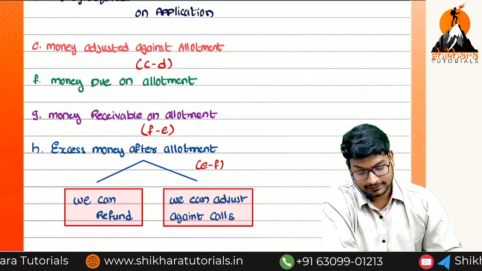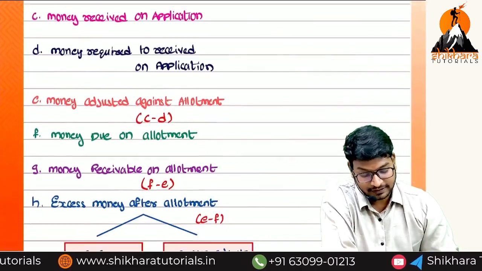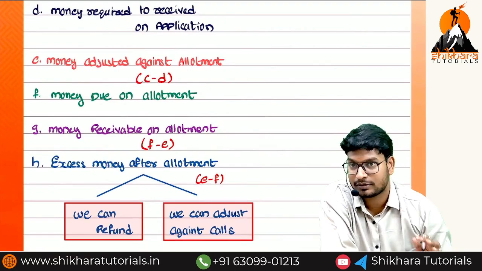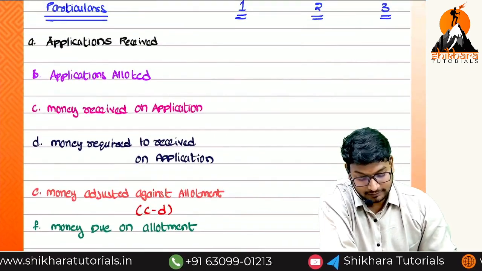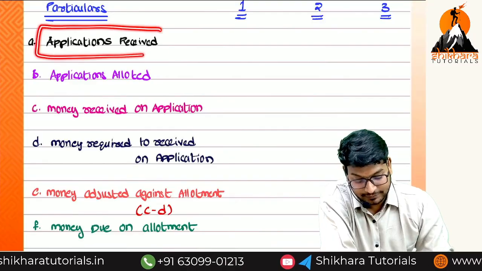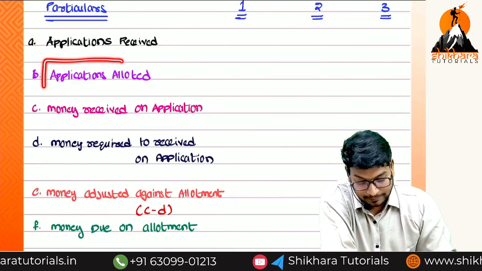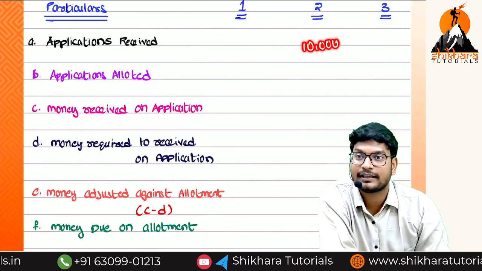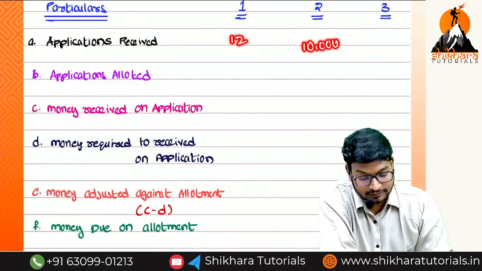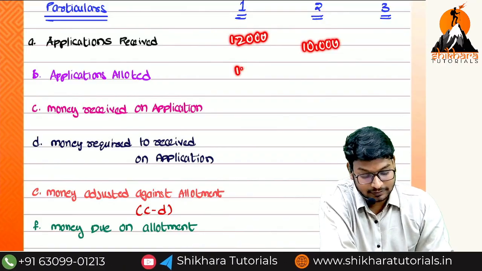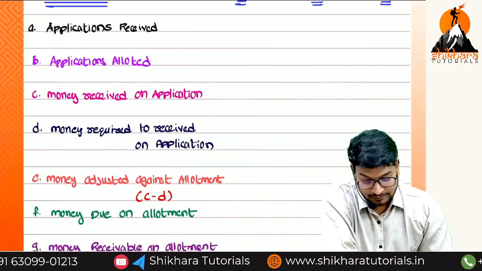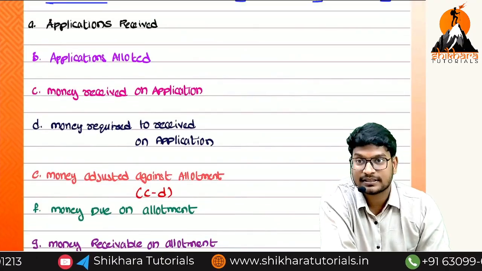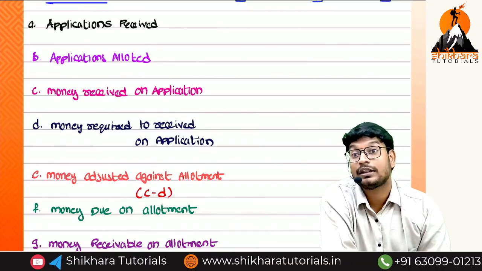Completed. Sir, this is the working note. At which point of time do we need to prepare it? In the case of pro rata allotment, oversubscription, under subscription. So first of all, we will take applications received, and next, applications allotted. For example, we are issuing only 10,000 shares, but we have collected 12,000 applications. So 12,000 we are going to write in the first point, 10,000 in the second point. What is the third one? Money received on application. Nothing but on 12,000 shares.